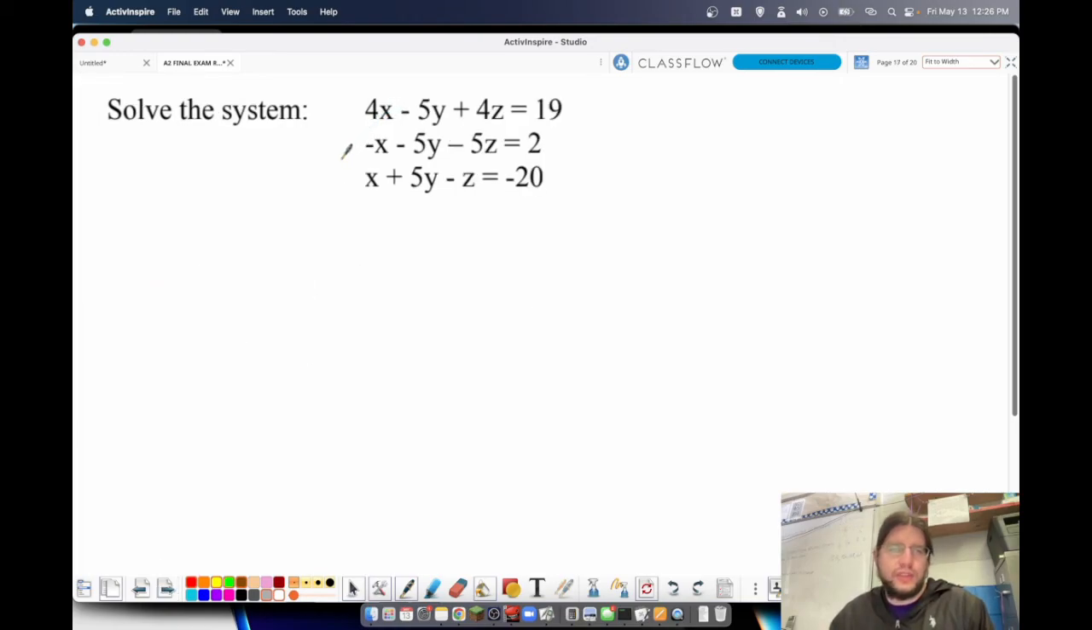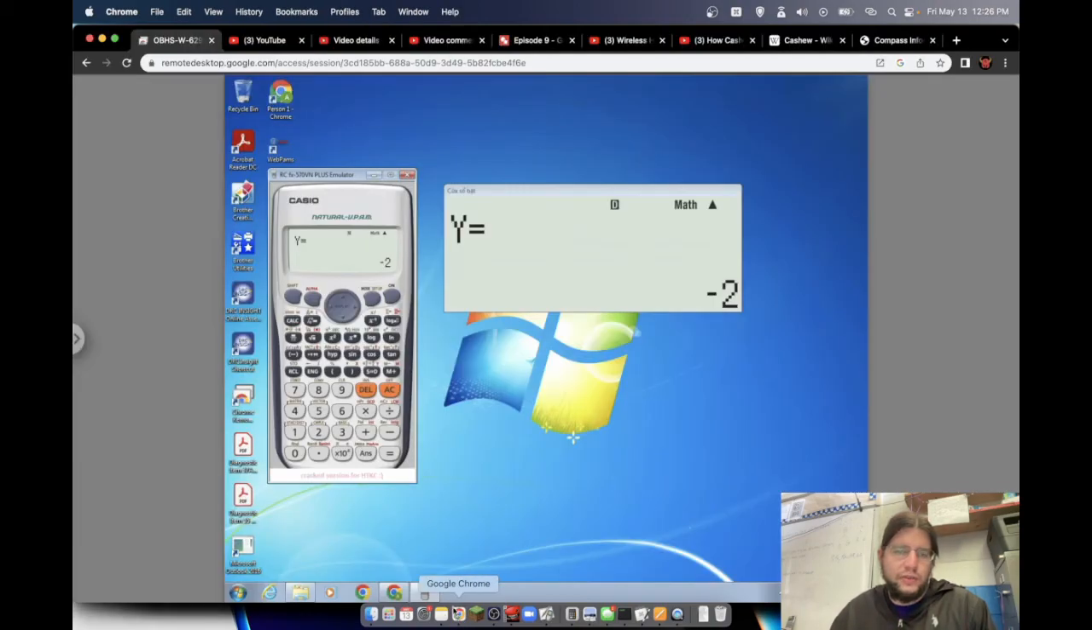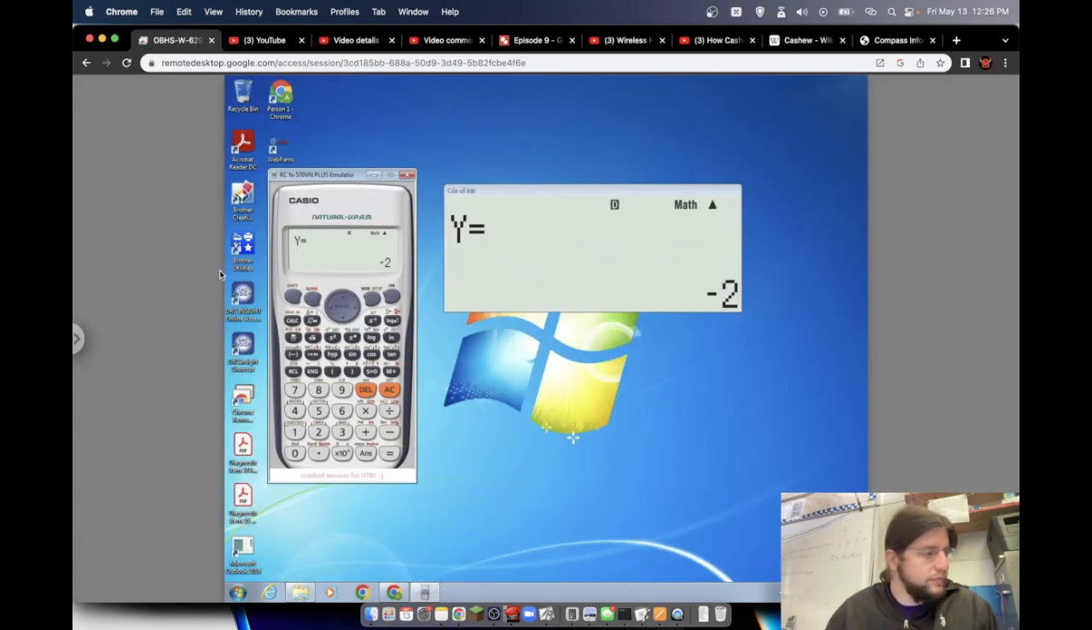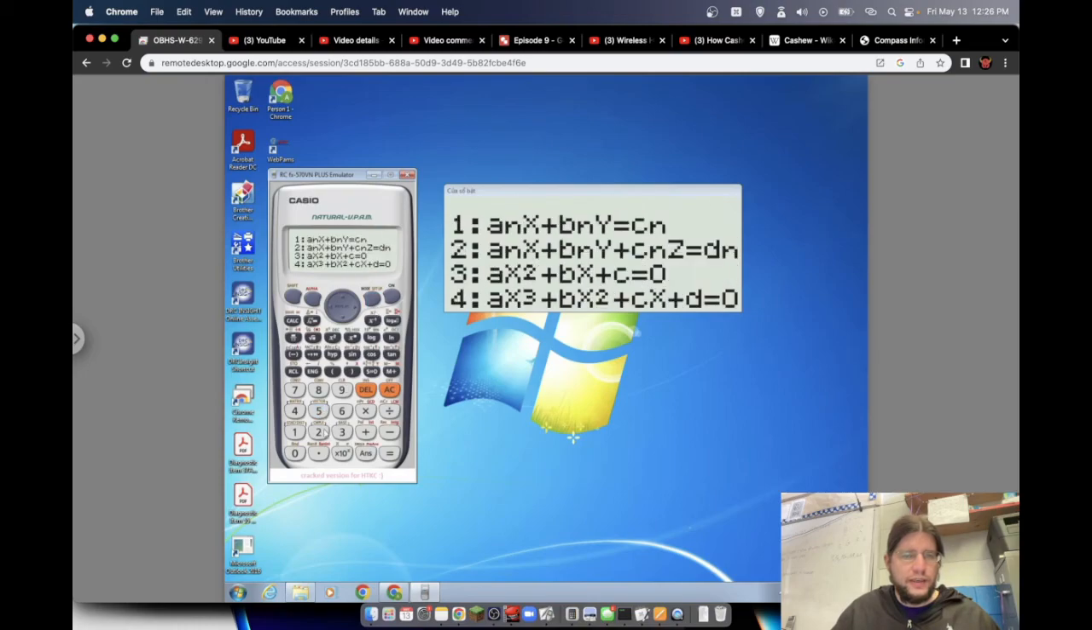Oh no, a system of three equations. How do we do that one? Mode 5-2. So again, let's double check. Are they all in standard form? X's, Y's, Z's, constants. Okay, we're good. Mode 5-2.